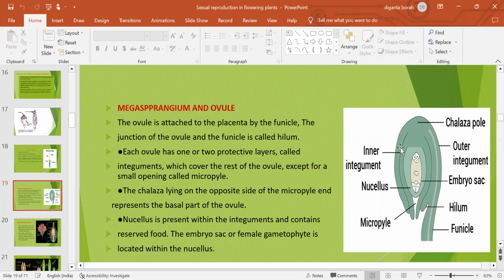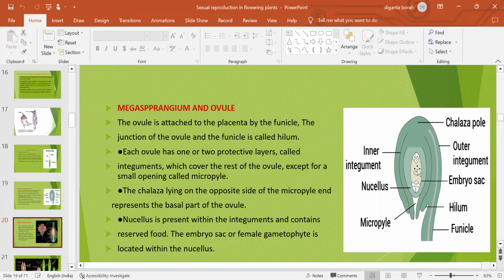This is the inner integument. This is the outer integument. And the stalk, the funicle, is attached at the portion of the integument. That joining point is known as hilum, and within the nucellus the embryo sac is present. So this is the structure of a megasporangium or ovule. Or if a question comes, draw the structure of a mature female gametophyte, then also you have to draw this diagram.